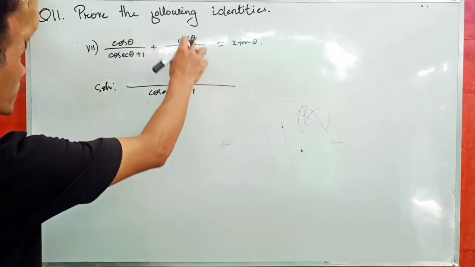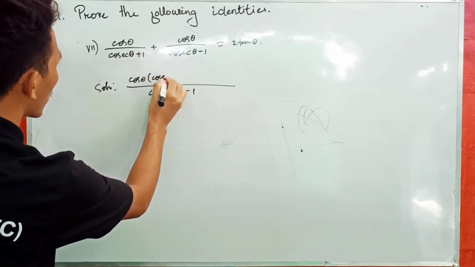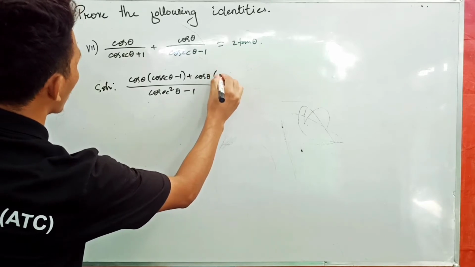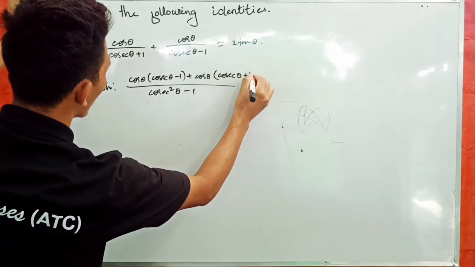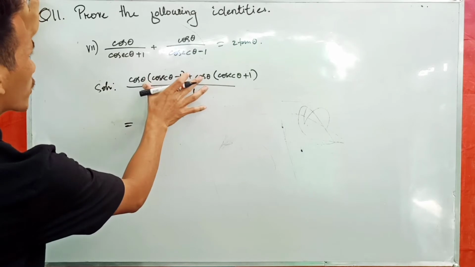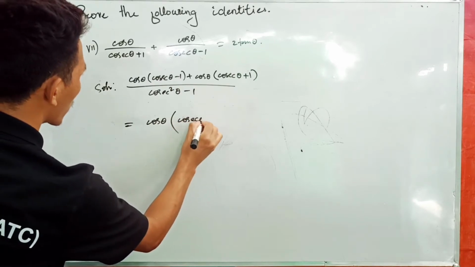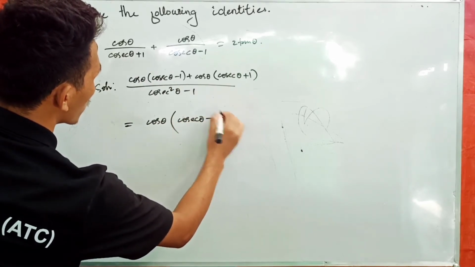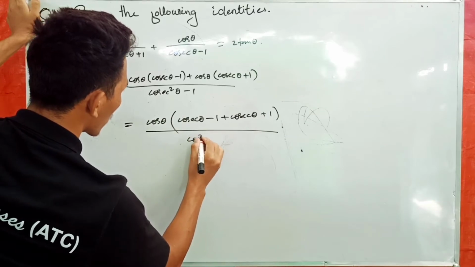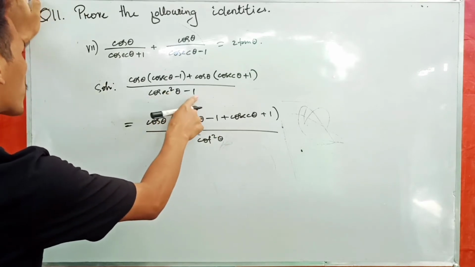And now we are going to multiply, cross multiplication. Okay, cos theta into cosec theta minus 1 plus cos theta into cosec theta plus 1. Now we can take these two common into cos theta. Okay, cosec theta minus 1 plus cosec theta plus 1 divided by, we can write cot square theta, because cosec square theta minus 1 is cot square theta, the formula.